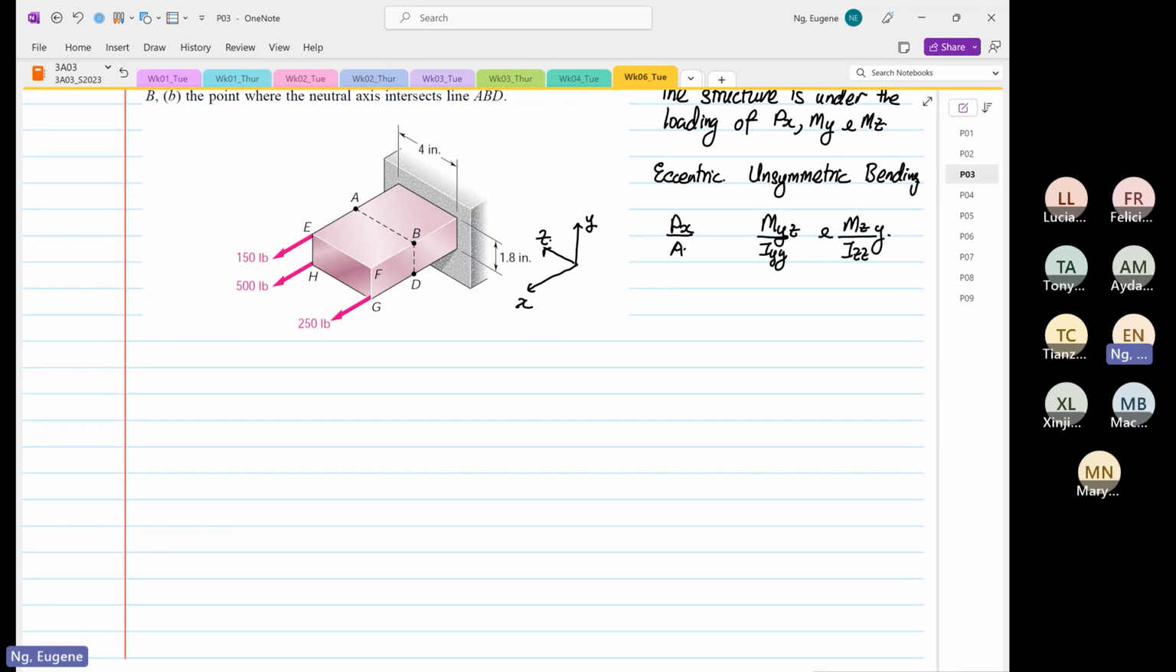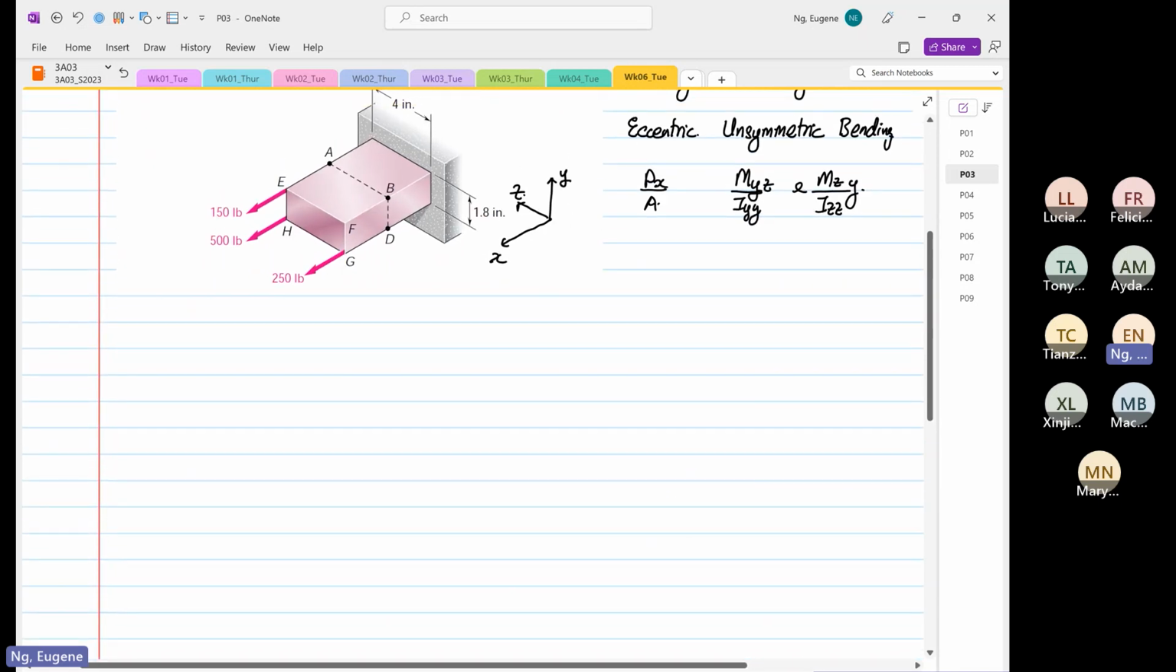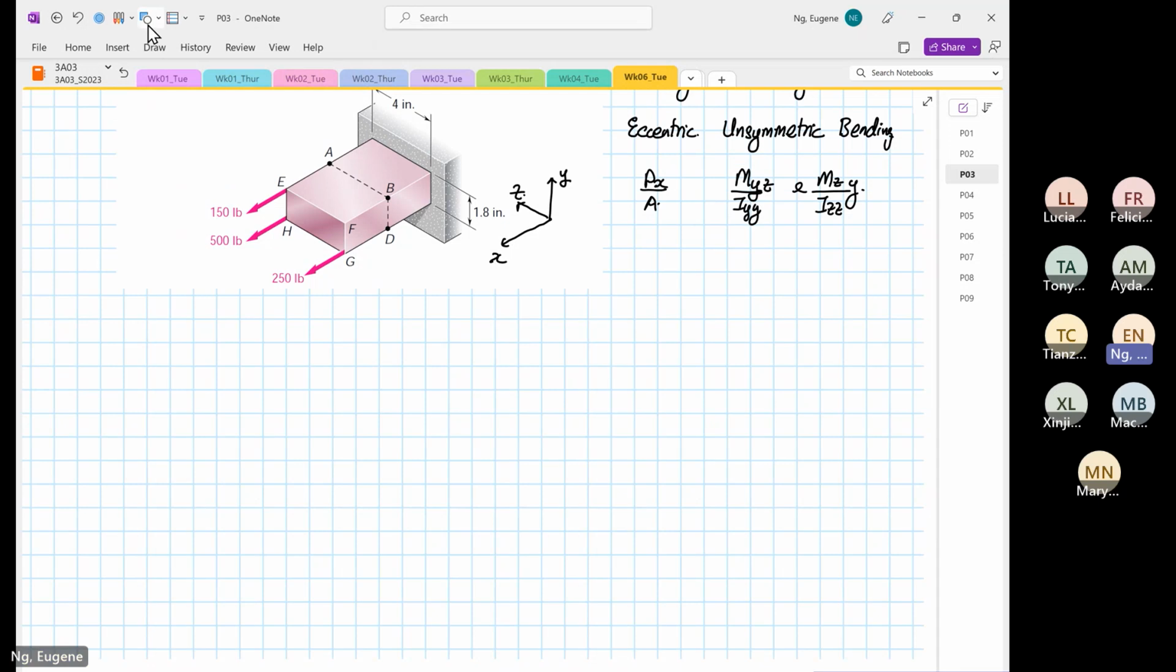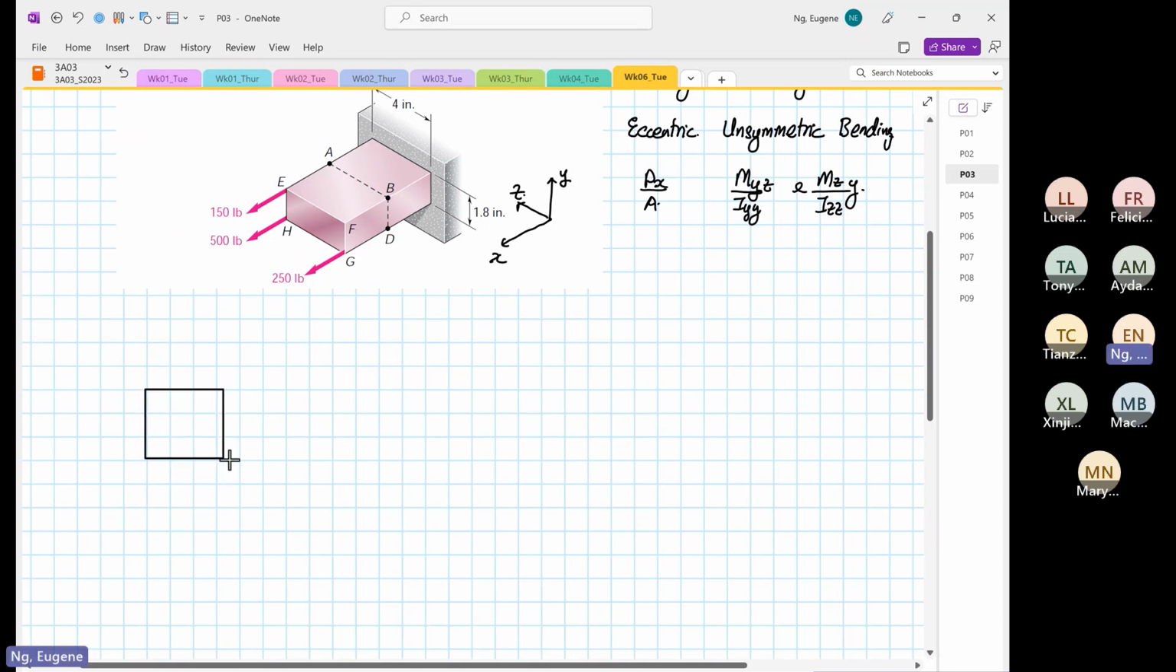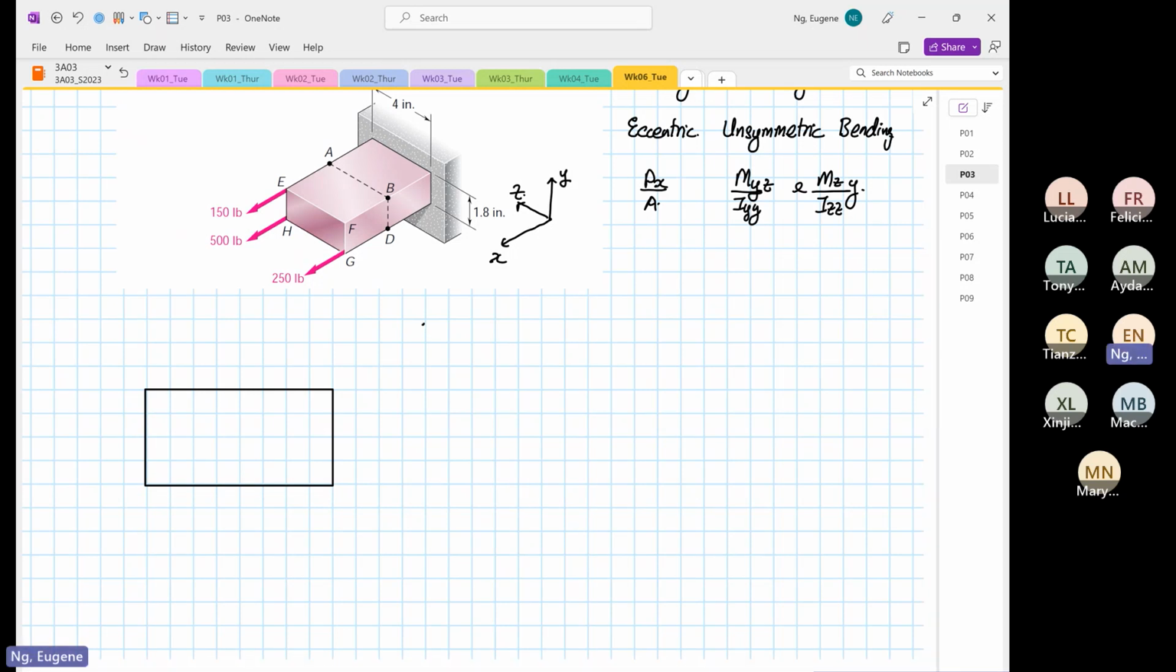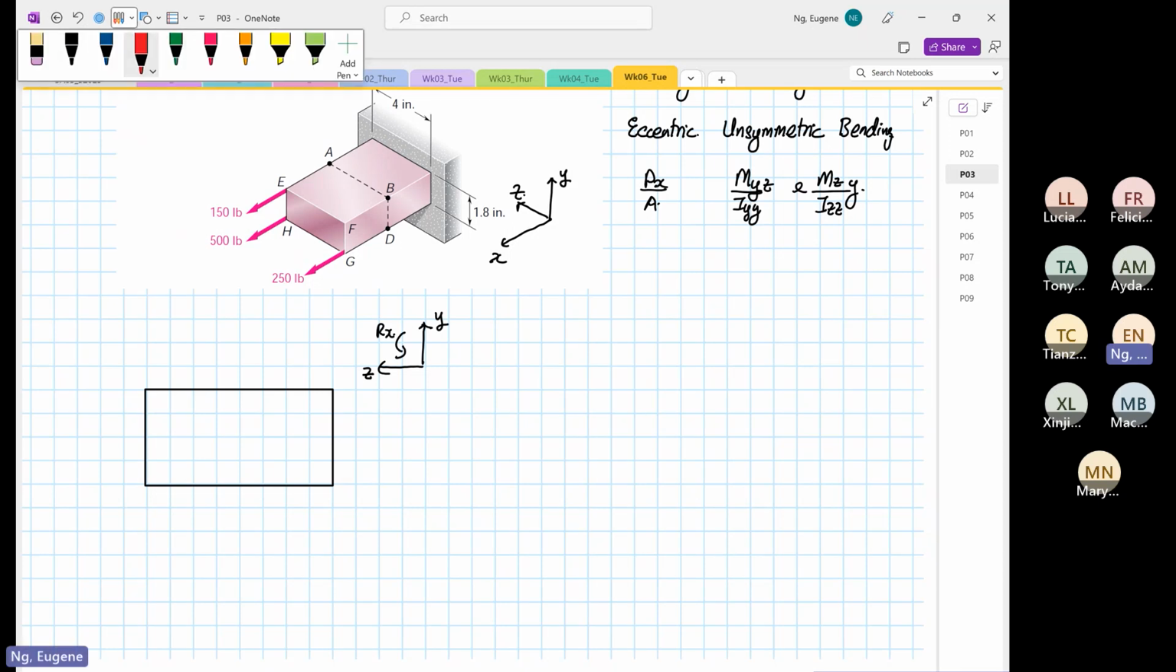Okay, you can see that this is actually a 3D problem, but our paper is in 2D. So you have to put them in different views, then you can visualize better. Let me elaborate what I mean. So now you are going to view it from this point of view. I'm going to draw our transformation so no one gets confused. So this is your y, this is your z, you have your rotation about x. Okay, so we know that we have load coming towards us.